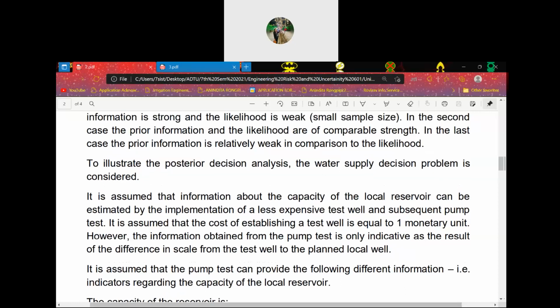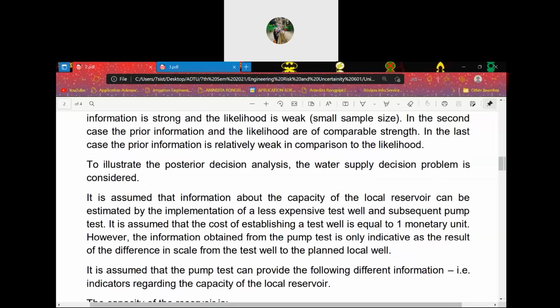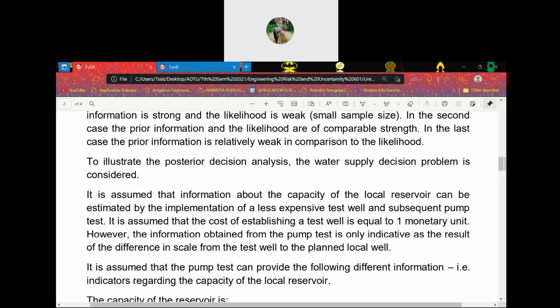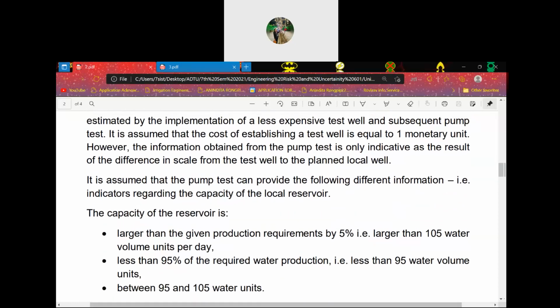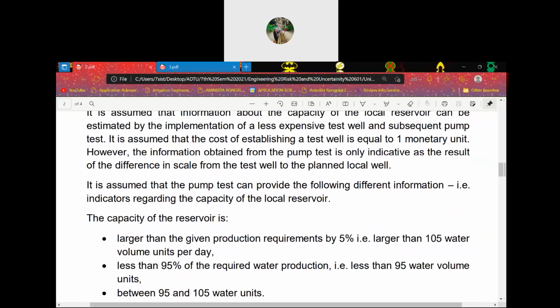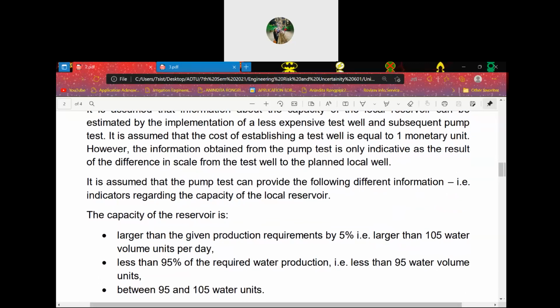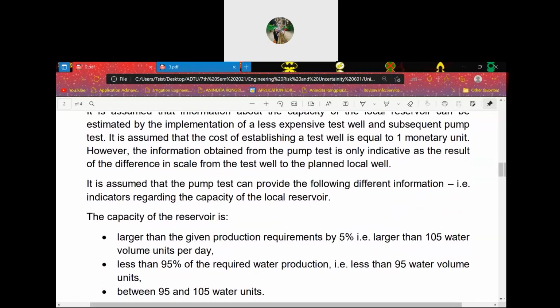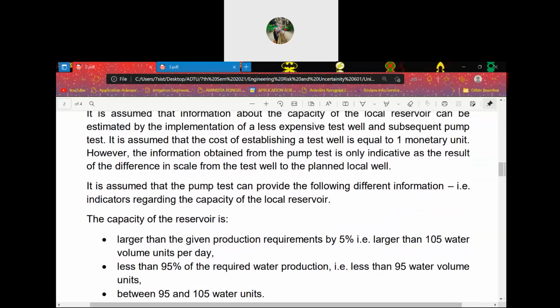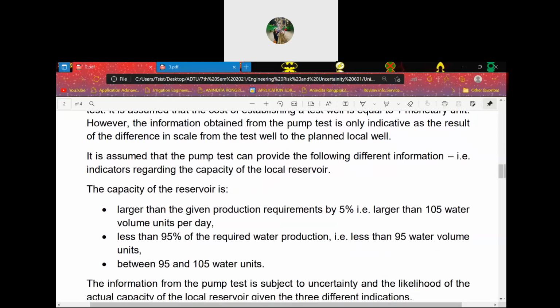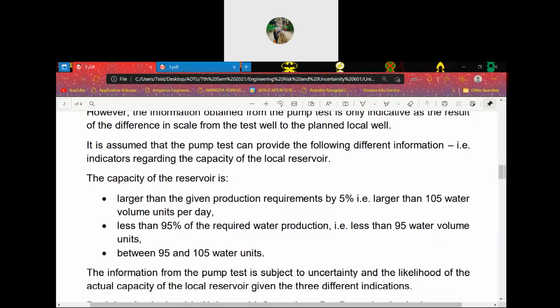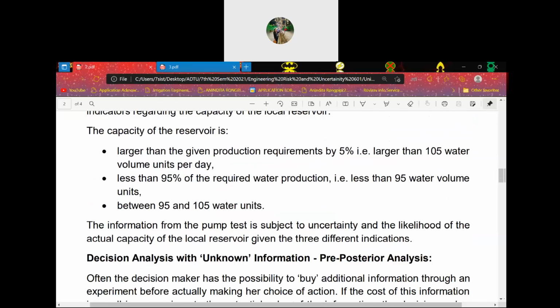It is assumed that the pump test can provide the following different information, that is, indicators regarding the capacity of the local reservoir. The capacities of the reservoir are stated below: larger than the given production requirements by 5%, which is larger than 105 water volume units per day; less than 95% of the required water production, which is less than 95 water volume units; and between 95 and 105 water volume units. The information from the pump test is subject to uncertainty, and the likelihood of the actual capacity of the local reservoir is given for the three different indications stated above.